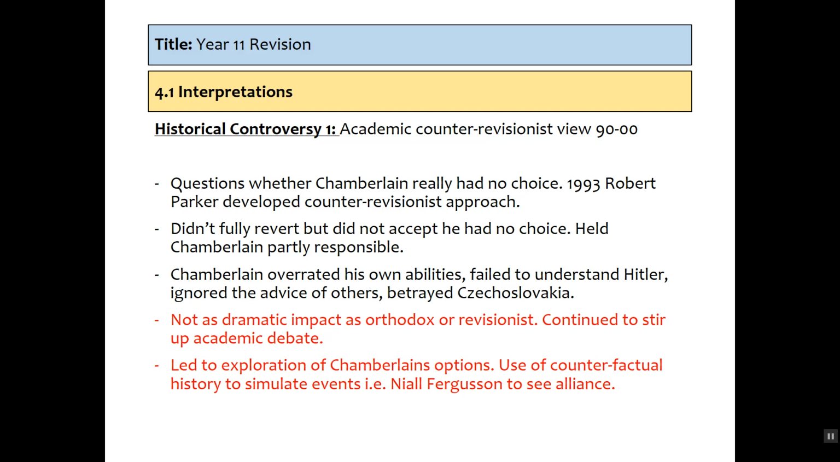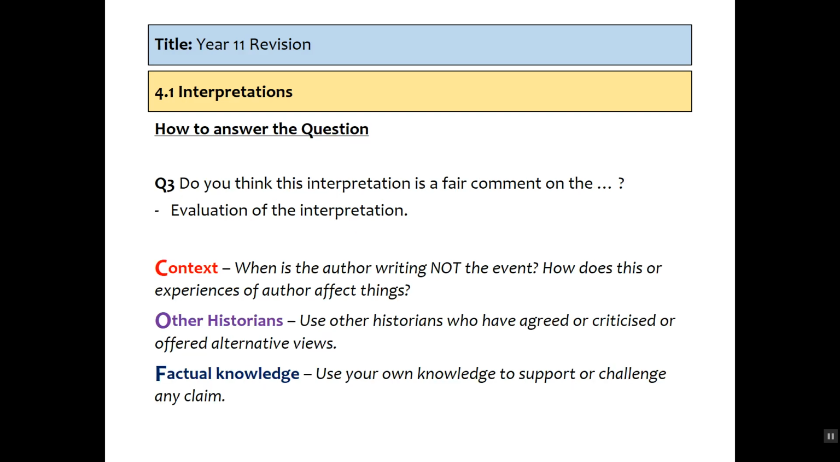It leads to an exploration of Chamberlain's options, and we start to see the emergence of counterfactual history. Now, this is using complex computer programs and other things to kind of second guess what ifs. So, for example, Niall Ferguson wants to explore a historical simulation to see about an alliance with France and the USSR and war, and you can read about the results of that later if you wish to. So those are our different events.